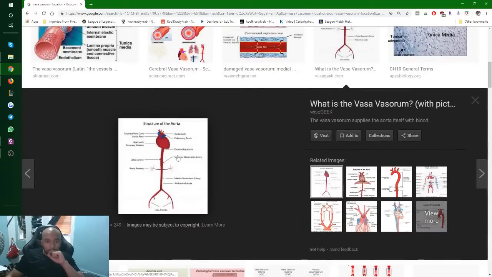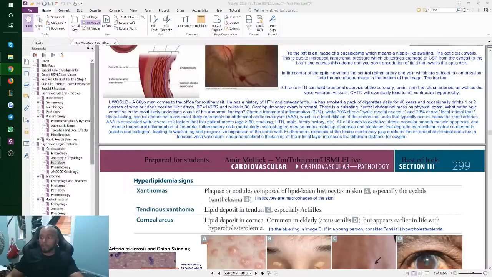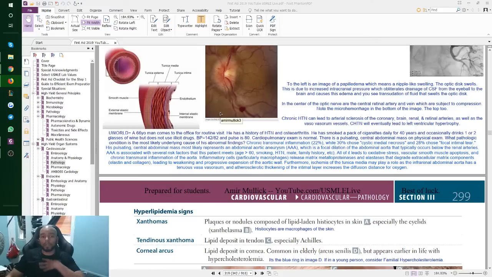So the real issue is the vasa vasorum itself generally only exists up here, right above the renal arteries. It exists up here, but not down here. So when you have inflammation of the abdominal aorta, the vasa vasorum really can't drain blood very well and is unable to do its job correctly that far down. And that's why down there it's more likely to get an abdominal aortic aneurysm compared to in your chest area.